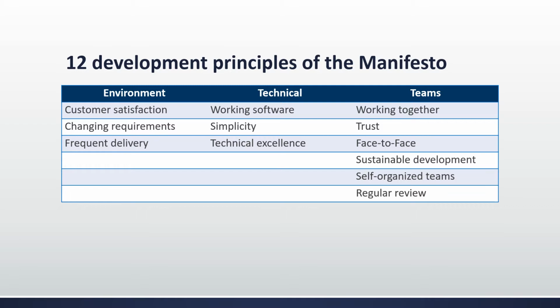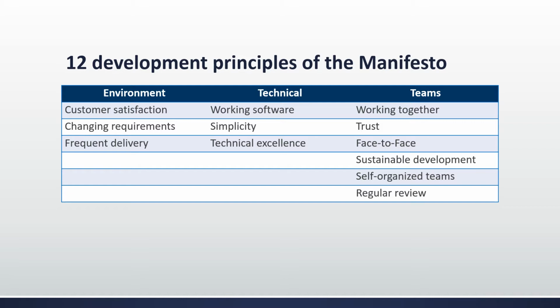For working software, that was the primary measure of progress. Simplicity was essential. It doesn't create more work than is necessary to get the job done. And technical excellence was continuous attention to technical excellence and good design. Working together was close daily cooperation between business resources and developers. Trust is that projects are built around motivated individuals who are trusted.